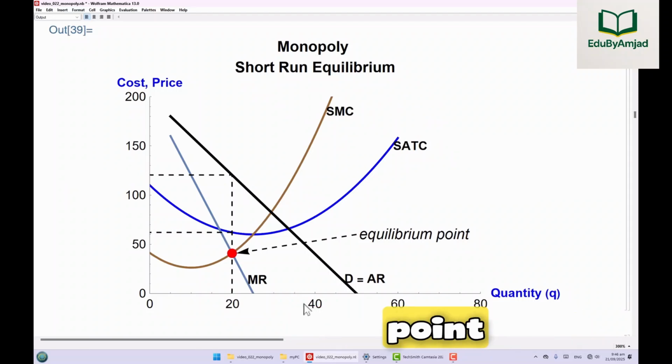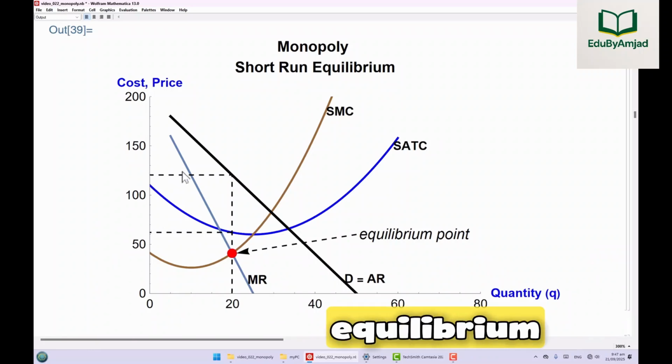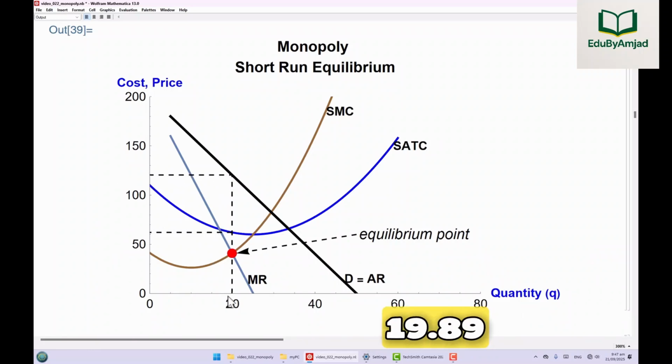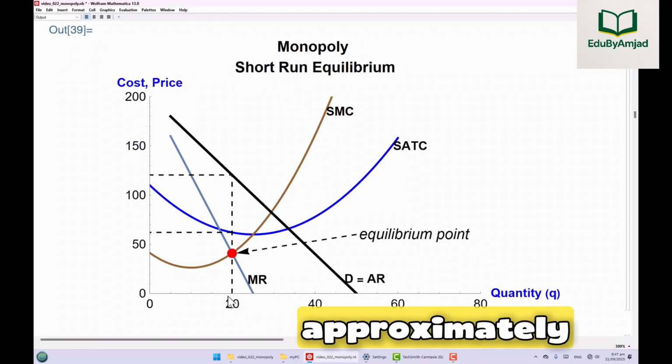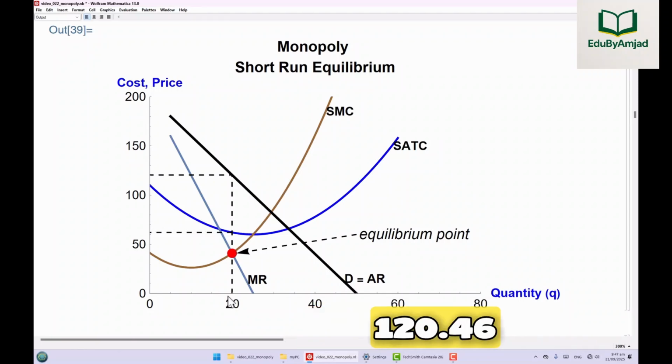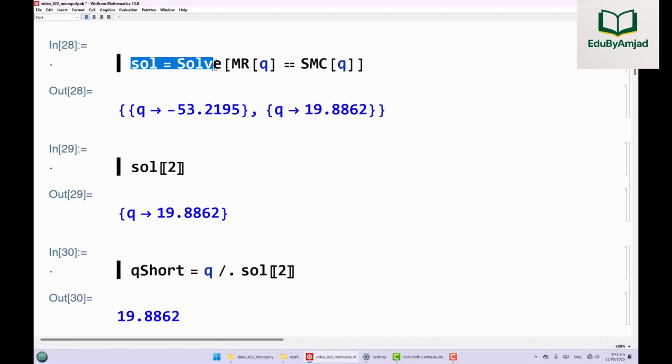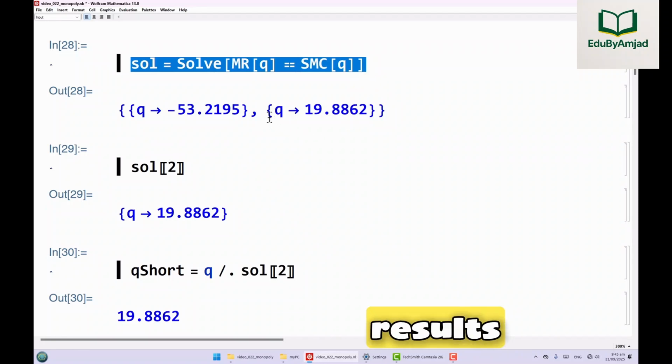From the equilibrium point, we drop a perpendicular to the x-axis to identify the quantity, and extend it upward to the demand curve to find the price. In this case, the equilibrium quantity is about 19.89 units, and the monopolist's price is approximately 120.46. We can now verify these results mathematically.